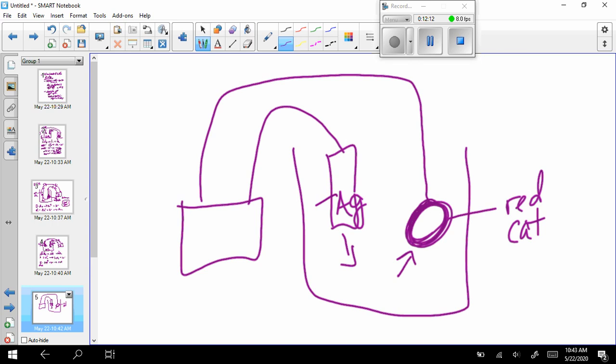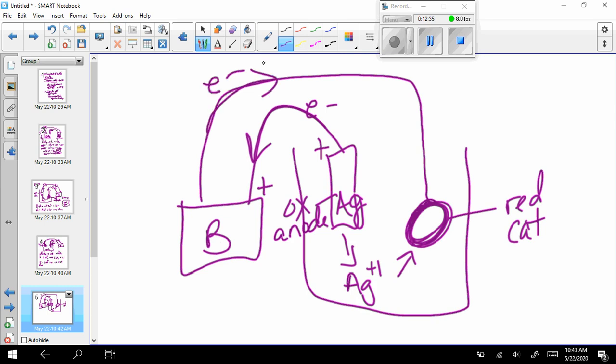This is going to get oxidized. So this is my anode. Ag becomes Ag plus 1. The thing that's oxidized loses electrons. So I'm going to have my electrons go through the wire here. This is positive because normally an anode is negative, but I want to reverse the charges because I have a battery. And then I want to have my electrons go through the wire. This is my negative because it is my cathode.